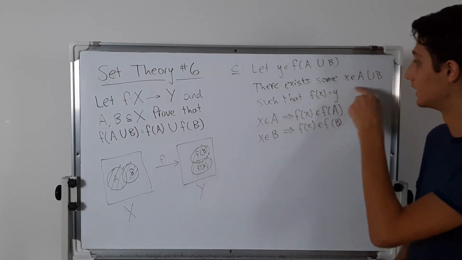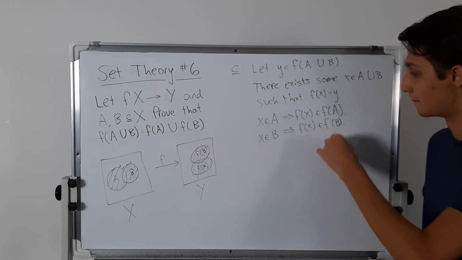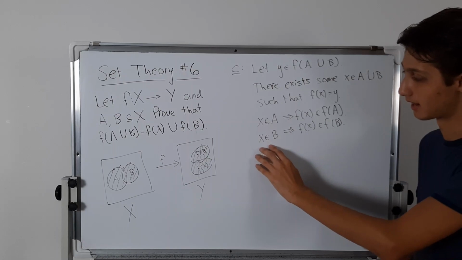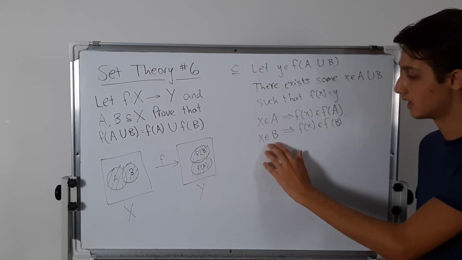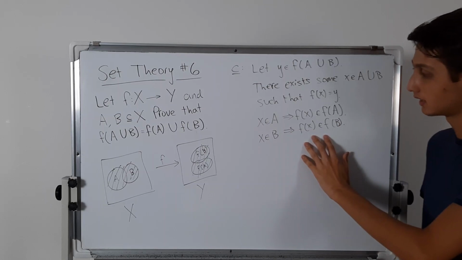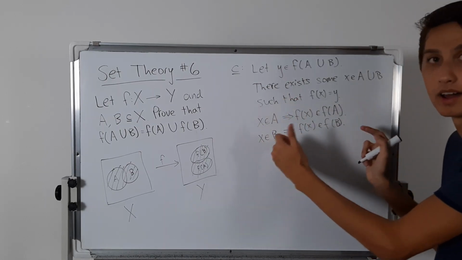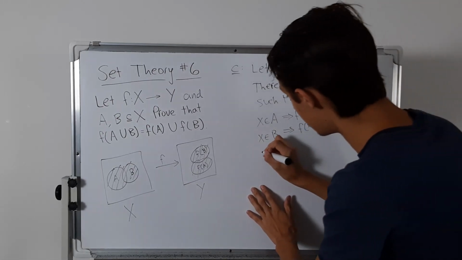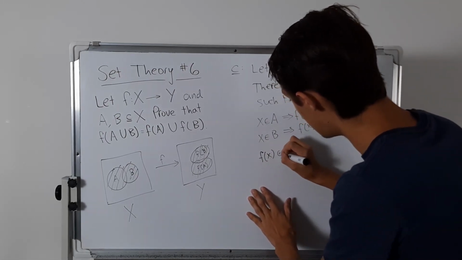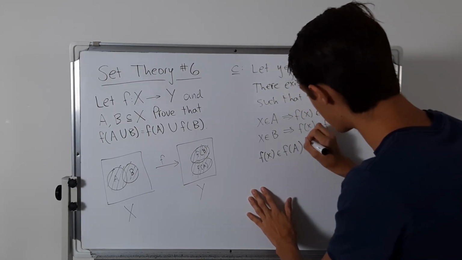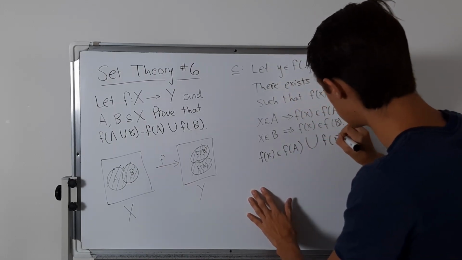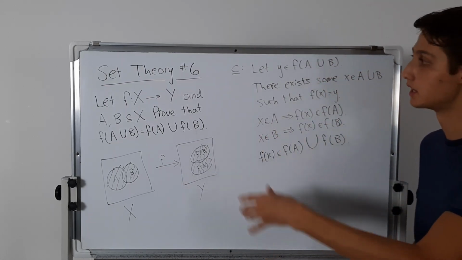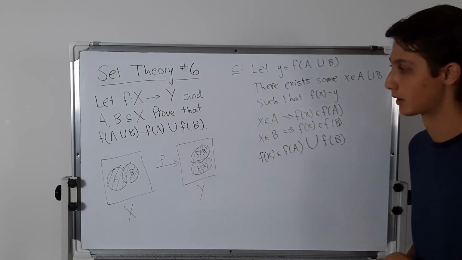So x can be in A or B, it doesn't really matter. If x is in A, then f of x is in f of A, and if x is in B, then f of x is in f of B. So f of x is in f of A, or f of x is in f of B. If f of x is in this or this, then f of x has to be in f of A, or, which is union, f of B. And so that's the forward direction proven, okay? Now we just have to go backwards. So let me erase the board real quick, and then we'll go in the backward direction.